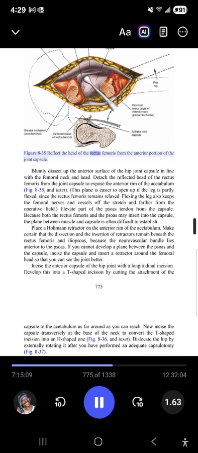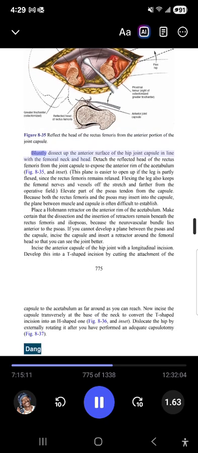Reflect the head of the rectus femoris from the anterior portion of the joint capsule. Bluntly dissect up the anterior surface of the hip joint capsule in line with the femoral neck and head.